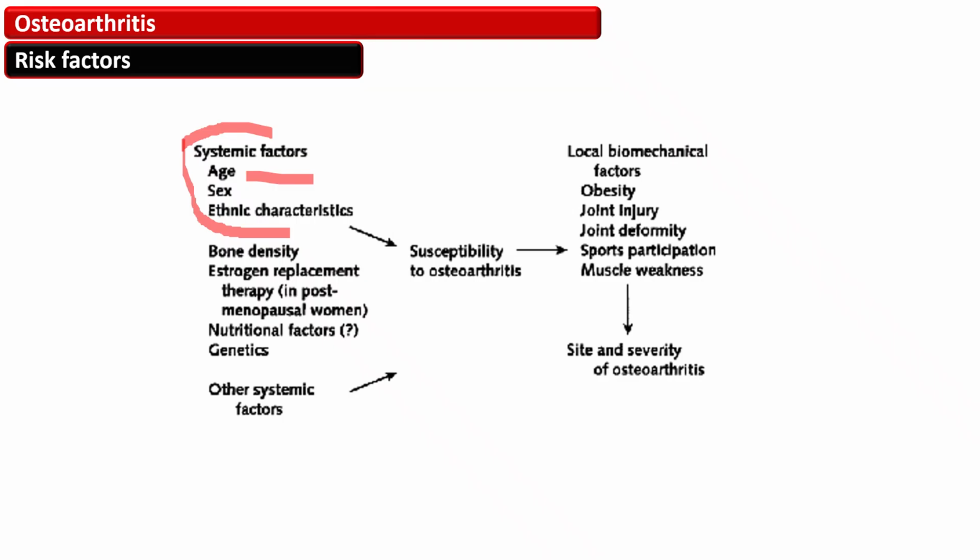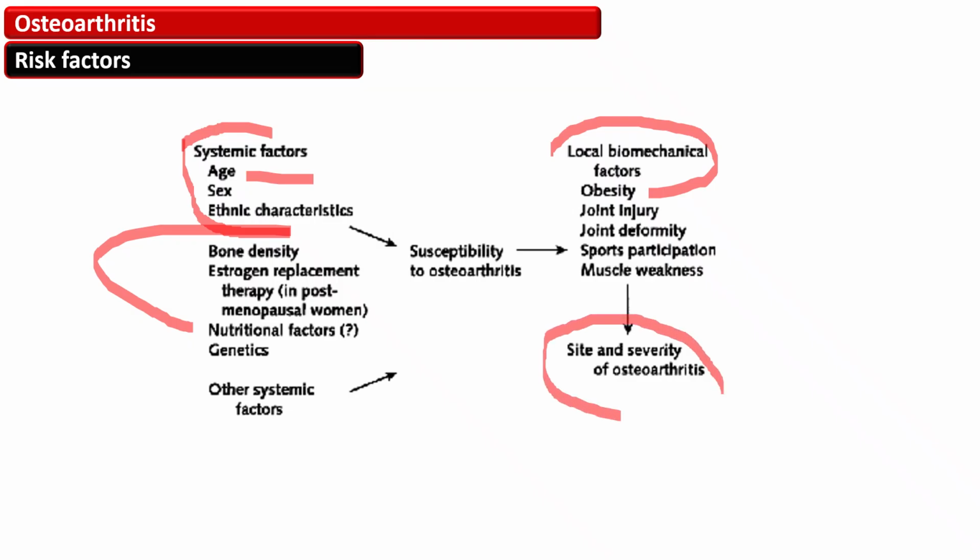Then bone density, estrogen replacement therapy for postmenopausal women, nutritional factors, and genetic factors are all attributed to the development of this disease, and these are the risk factors for the disease. Then local biochemical factors are also important. These are obesity, joint injury, joint deformity, sport participation, and muscle weakness, which decreases the support to the joint, and all these contribute to the development of osteoarthritis.